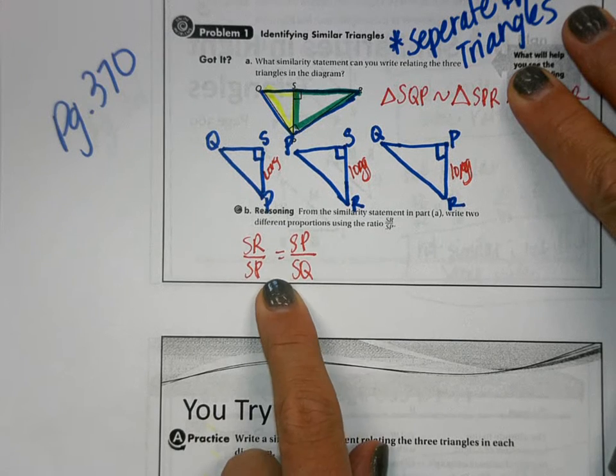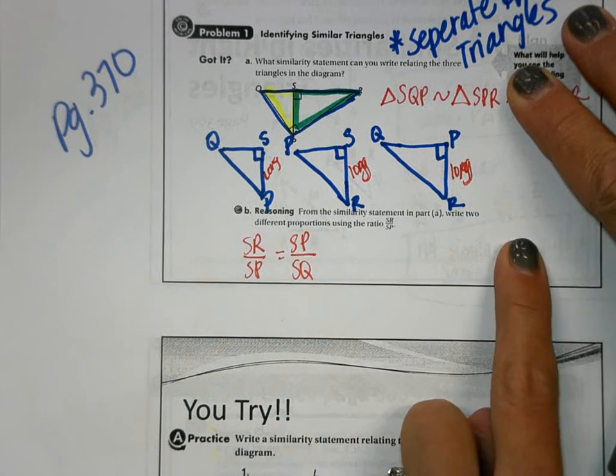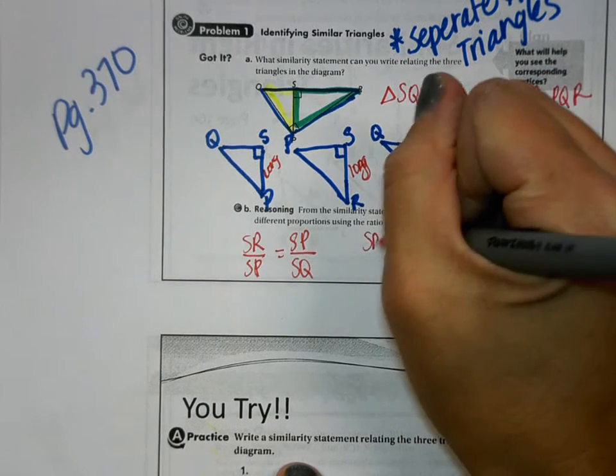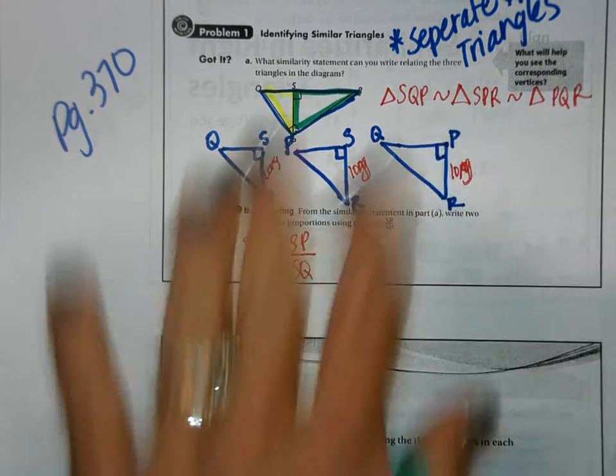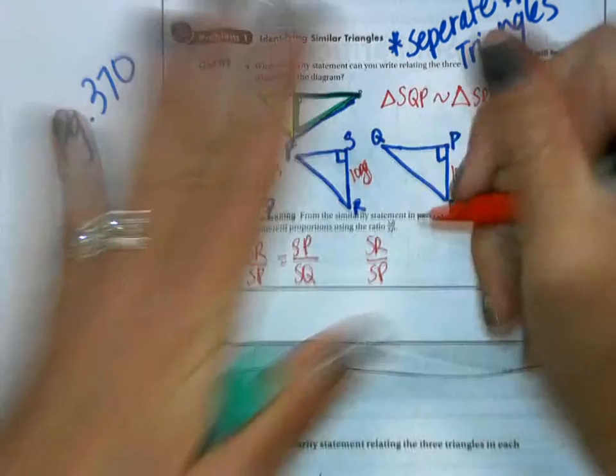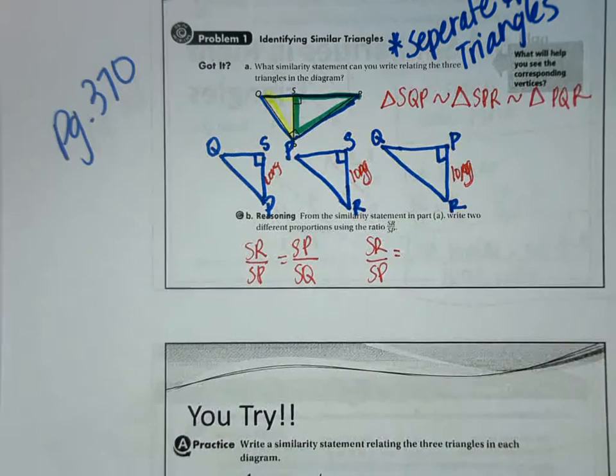So now they want another ratio, because they said write two different ratios, or two different proportions. So I'm going to write SR over SP, and this time I'm going to use this triangle, okay? So I'm going to give you about 30 seconds to try to write that on your own.